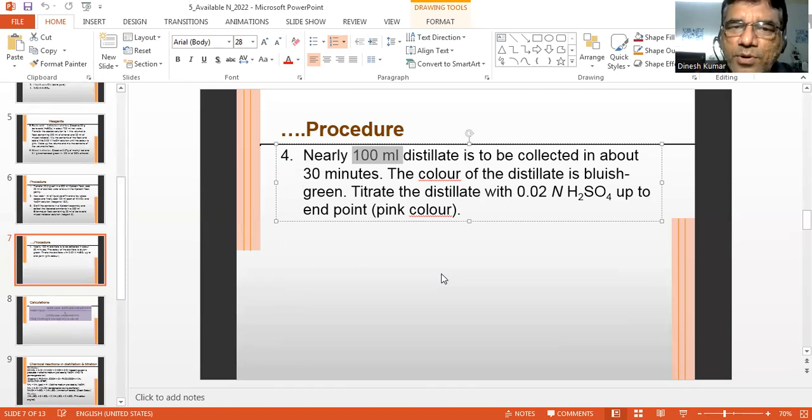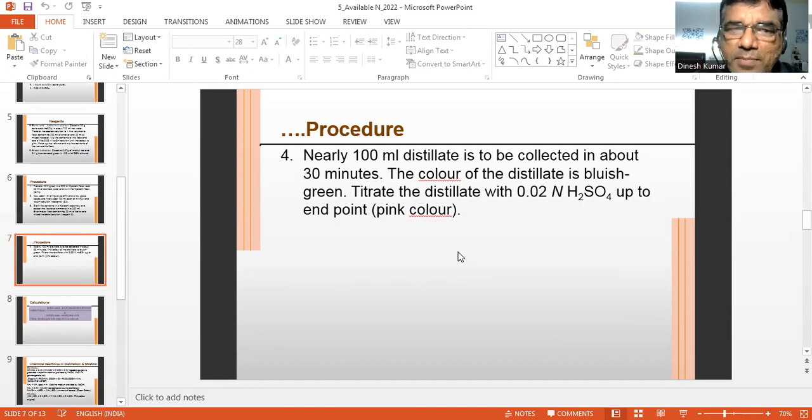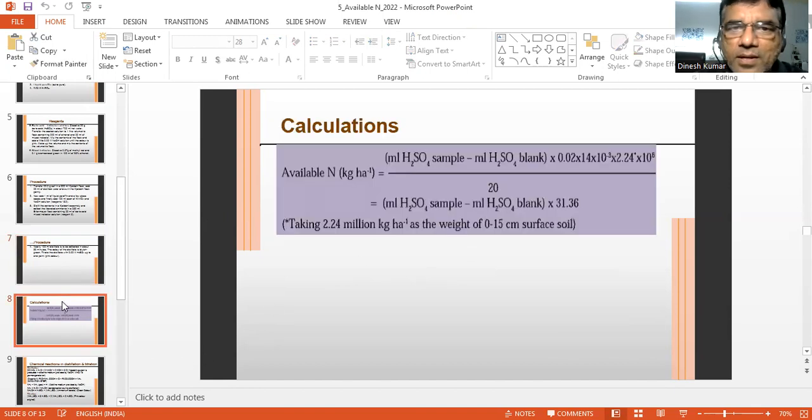that means the ammonia is already liberated. The color of the distillate is bluish green now, and titrate the distillate with 0.02 normal sulfuric acid up to the end point. The color change will be the same as in total nitrogen. The same kind of calculations are used here.